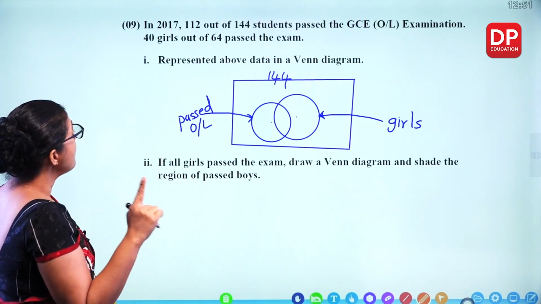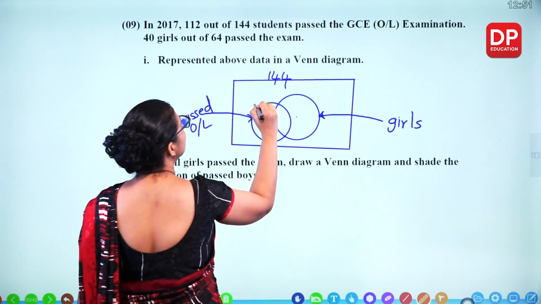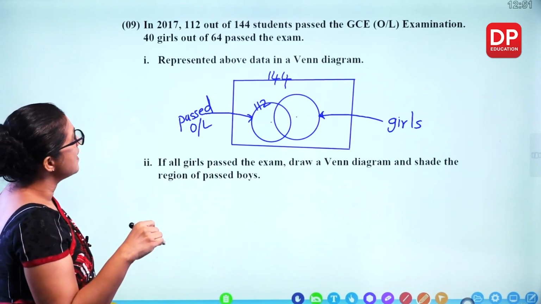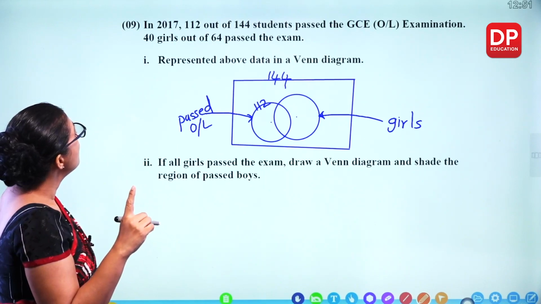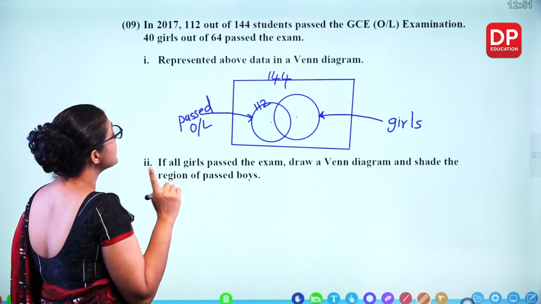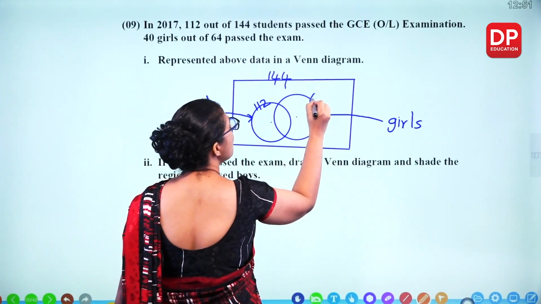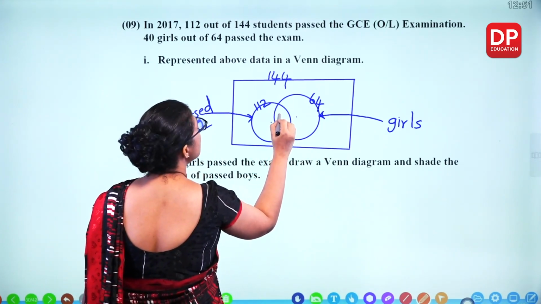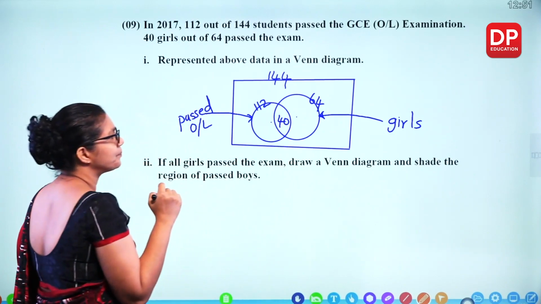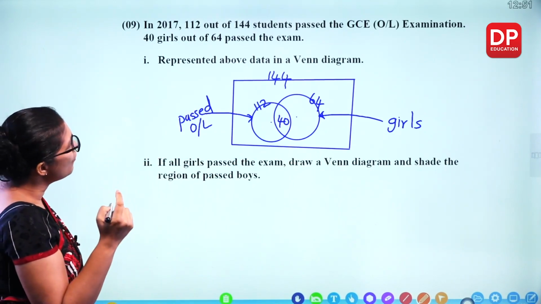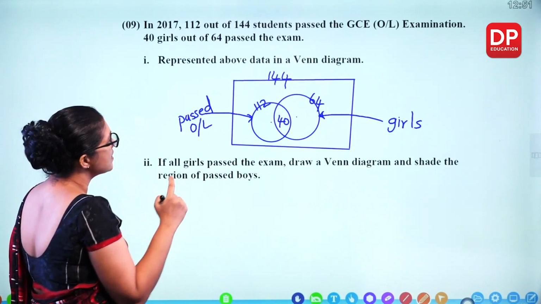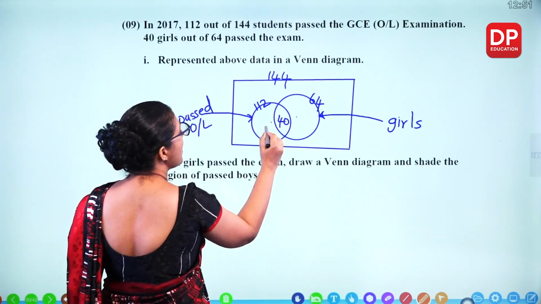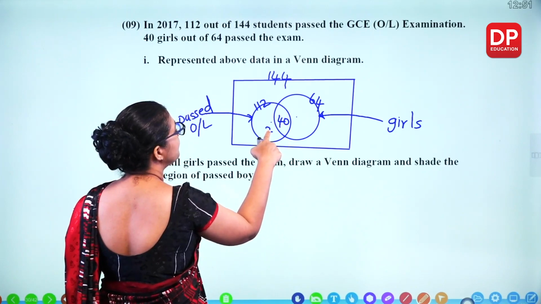So it says 112 out of 144 passed the exam and 40 girls out of 64. So 64 girls are there. Out of that, 40 girls passed the exam. 40 inside. Now we can fill the other numbers. If this is 40 and this is 112, you subtract and write down the number here.